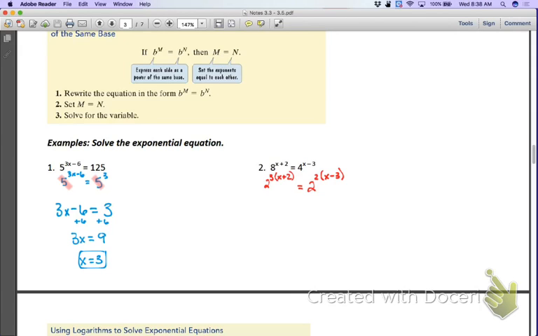Again, I have bases that are the same, so I'm not really worried about the 2's down here. Now I'm just going to solve it like normal and have 3 times x plus 2 is equal to 2 times x minus 3. So 3x plus 6 equals 2x minus 6, and solve from there. So I'm going to subtract 6, I'm going to subtract 2x, and I'm going to have x equal to negative 12.